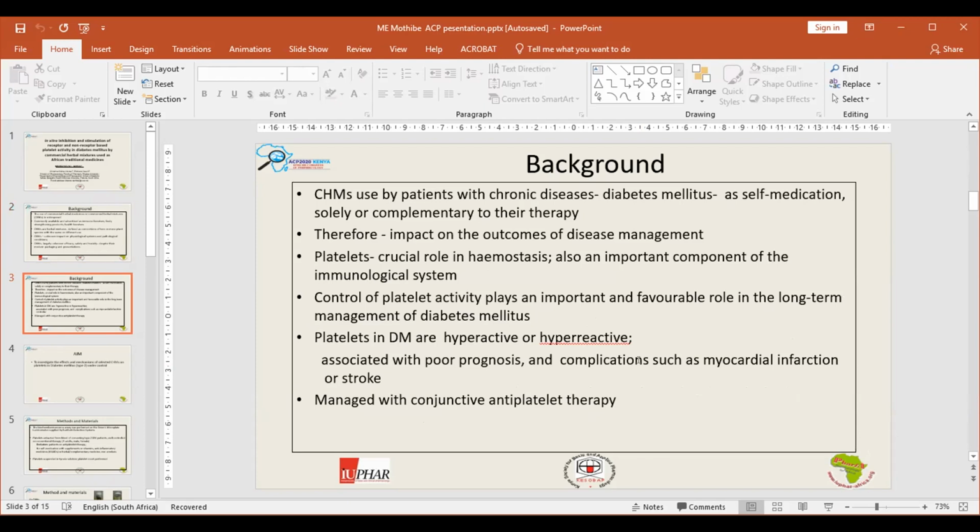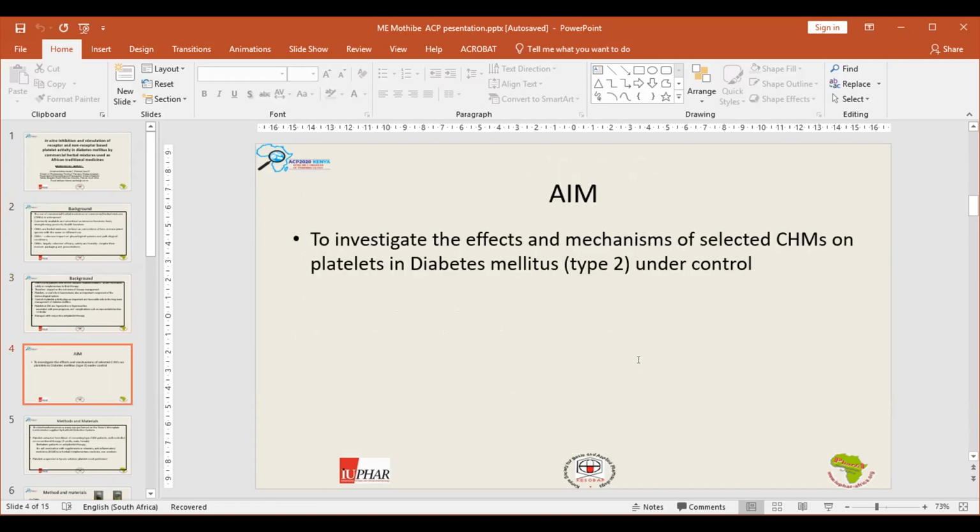One of the key elements of the management of diabetes mellitus is the control of platelet activity, because we know that platelets in diabetes mellitus are hyperactive or hyperreactive, and they are associated with development of complications, particularly cardiovascular complications. Therefore, this study sought to investigate the effects of a select few commercial herbal mixtures on platelets in diabetes mellitus which is under control, as well as to elucidate the mechanisms by which those effects are exerted.